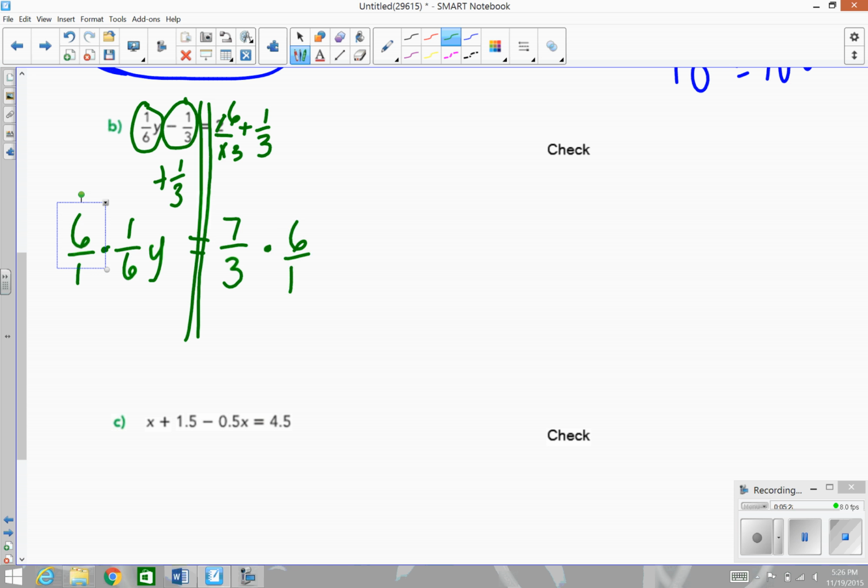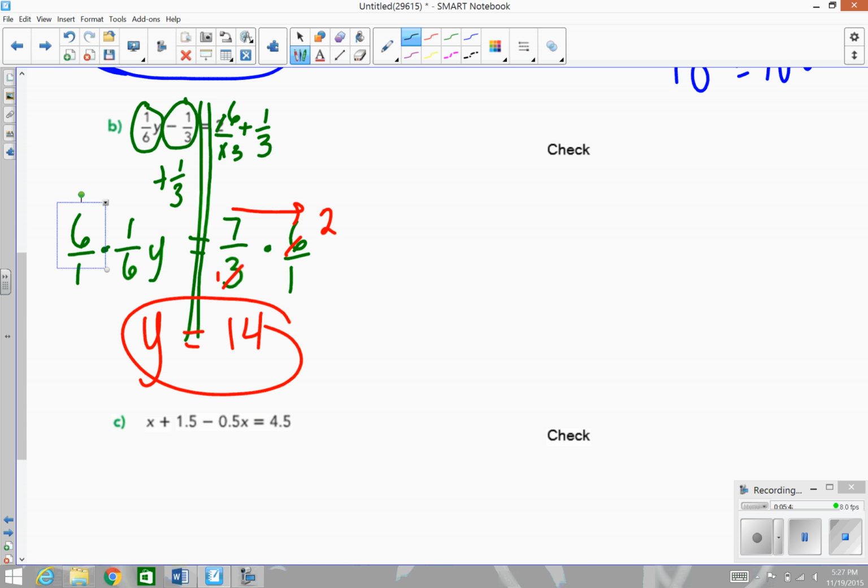We can cross simplify. 3 goes into 3 once, 3 goes into 6 2 times. Over here, we know that this turns into a 1y, which is just a y. And here, 7 times 2 is 14.